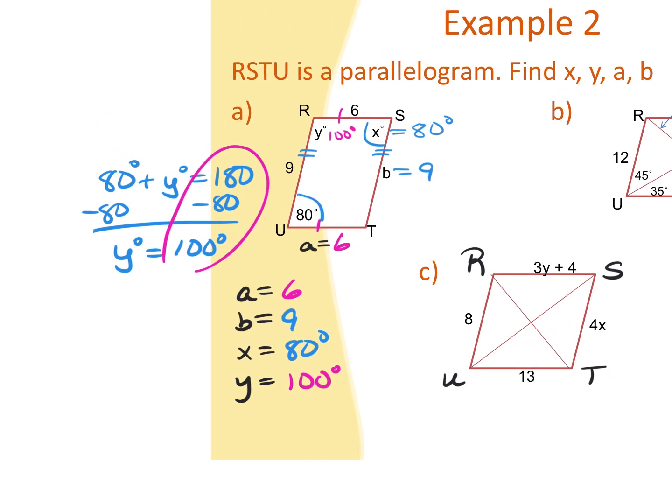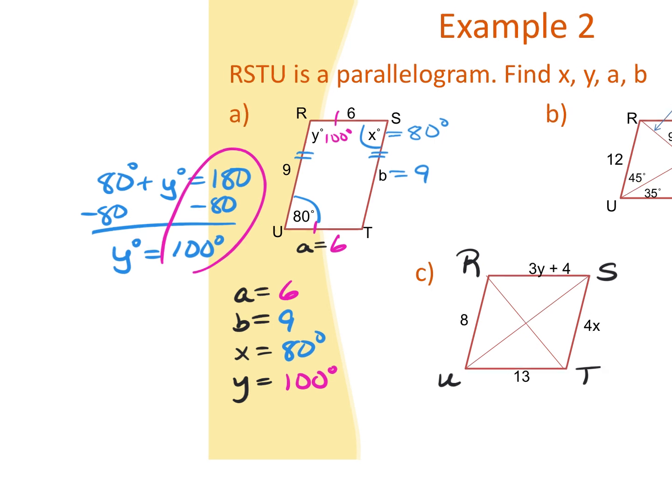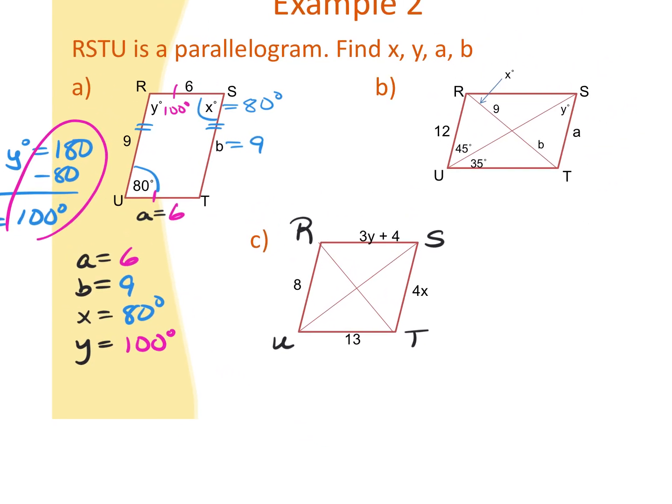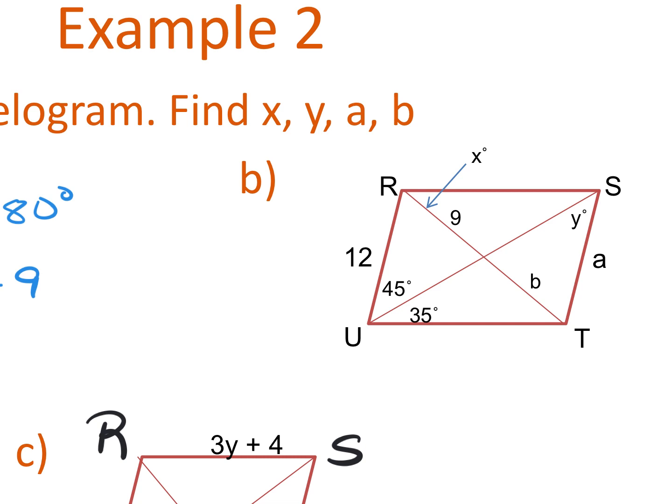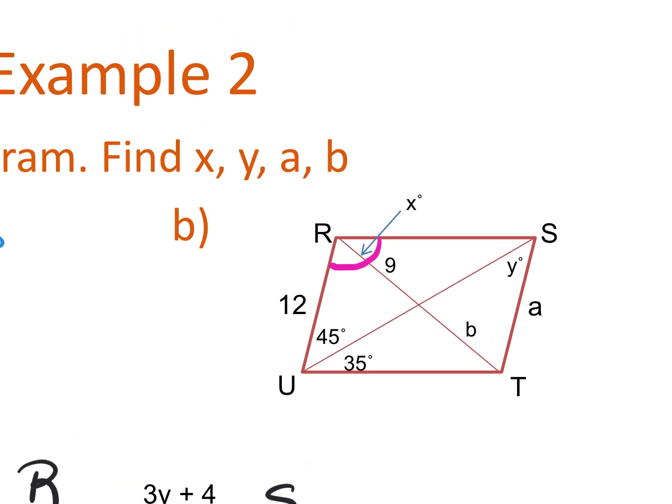Now let's go on to part B. It's got diagonals drawn in there. Now, notice X up here, it's got the little degree symbol. It wants us to find the measure of this entire angle. But let's go ahead and do this in alphabetical order. Let's find A first. Notice A is a side length and it's congruent. ST is congruent to RU. So since RU is 12, so is ST. So A equals 12.